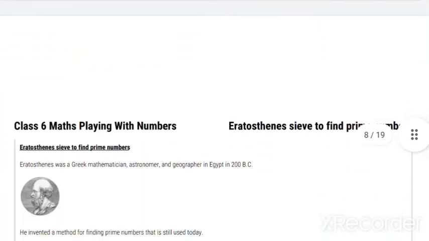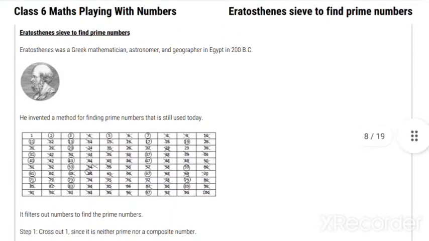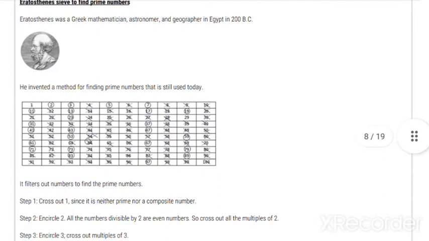Okay. Now, next topic, children. Now, we will learn Eratosthenes' sieve to find prime numbers. Now, he was a Greek mathematician, astronomer and also a geographer in Egypt in 200 BC. He invented a method for finding prime numbers that is, children, still used today.